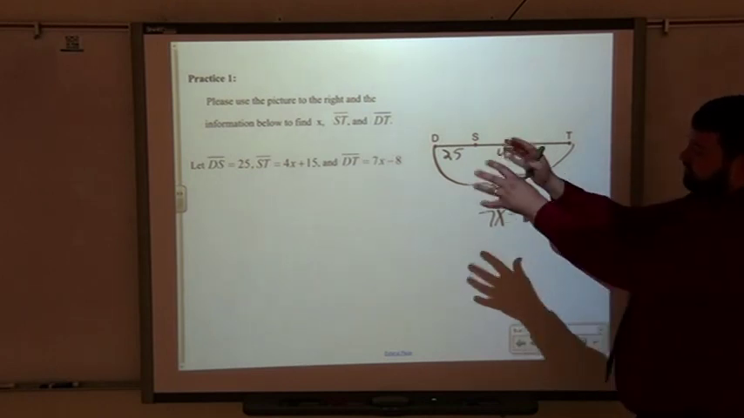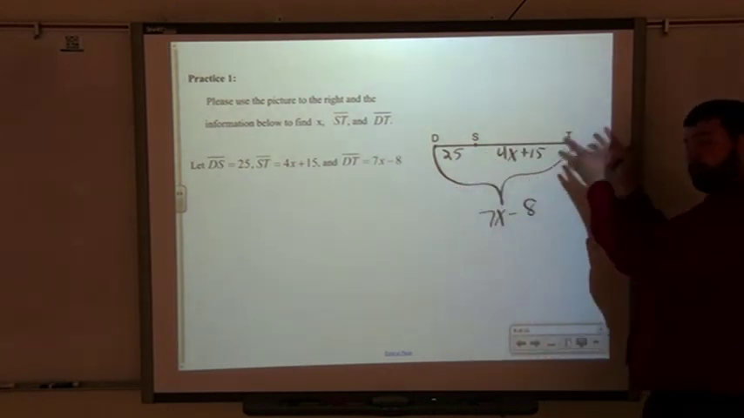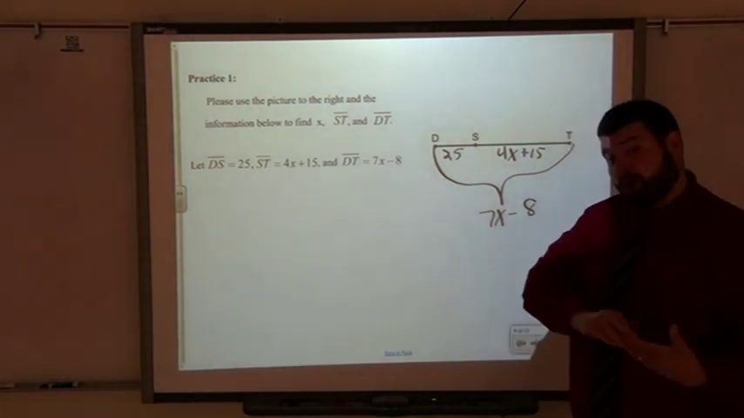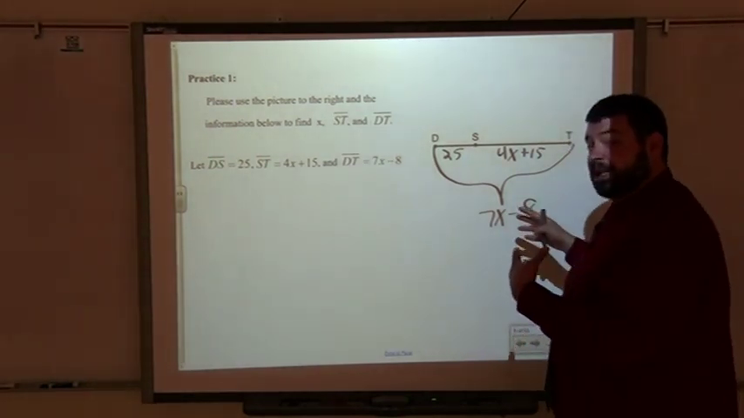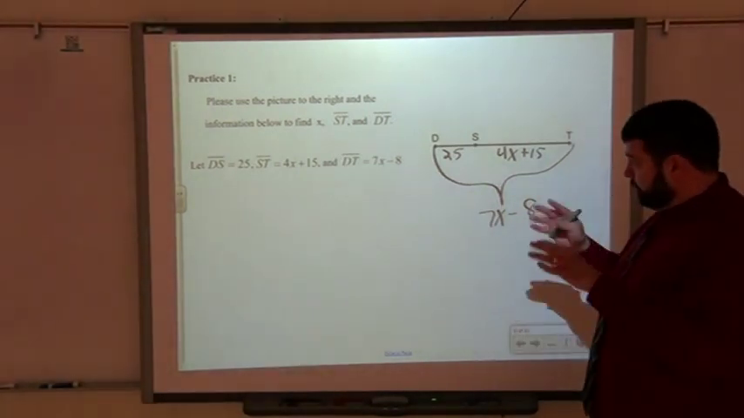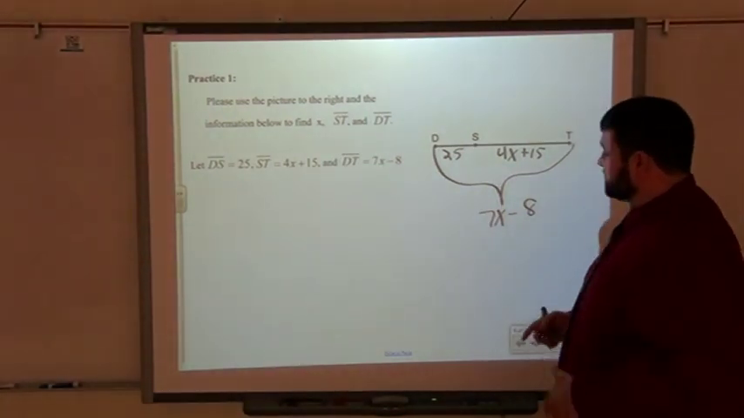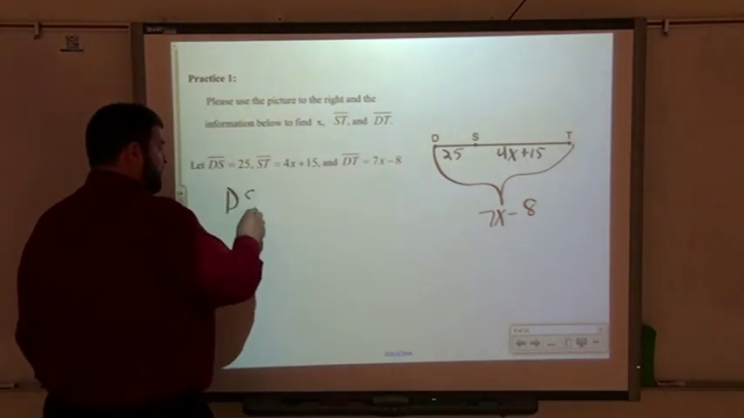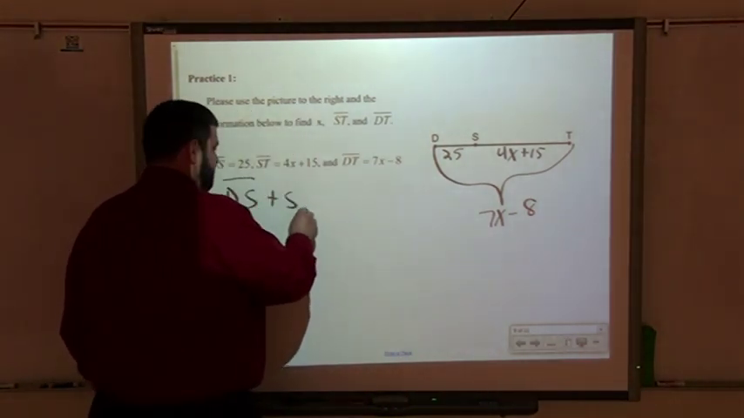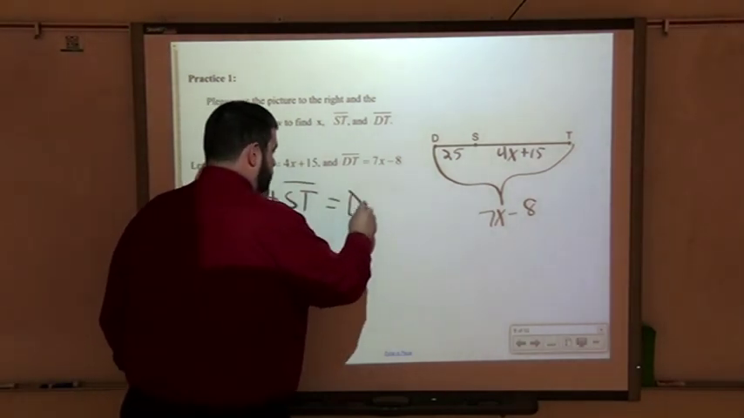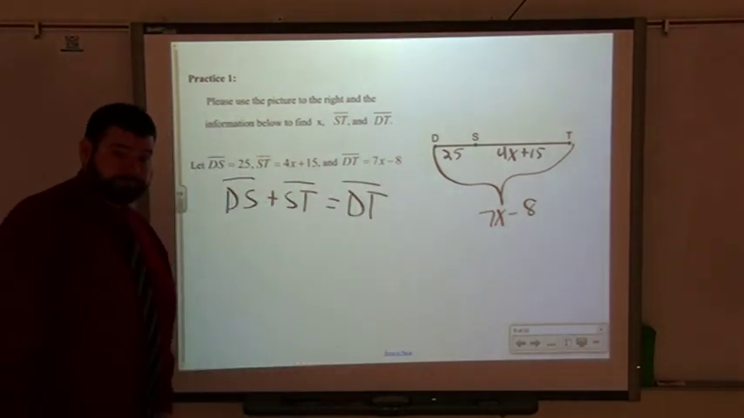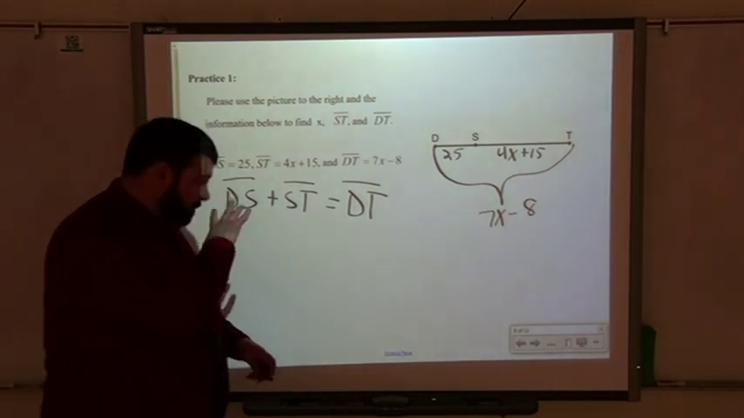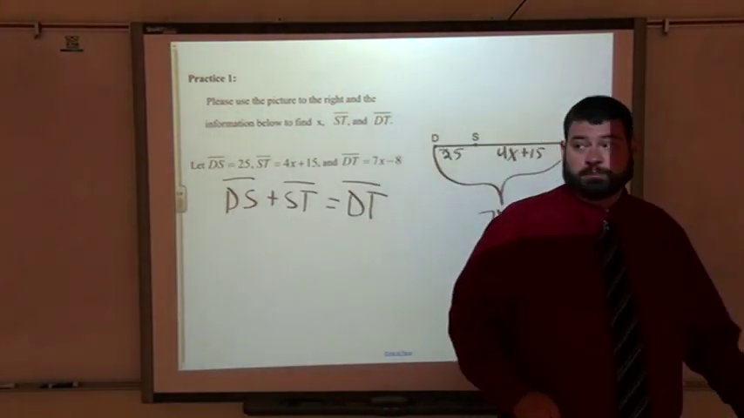Okay? When you're given information, label your picture. That's the very first thing that we should do: if we're not given a picture, draw one, or if we're given a picture that's not labeled, make sure that we label it. So it's going to set up exactly the same as the problem I just did, where DS plus ST equals DT. So that's what you have to look out for. I'm done because this is a practice problem, but I've given you a hint on how to set that problem up.